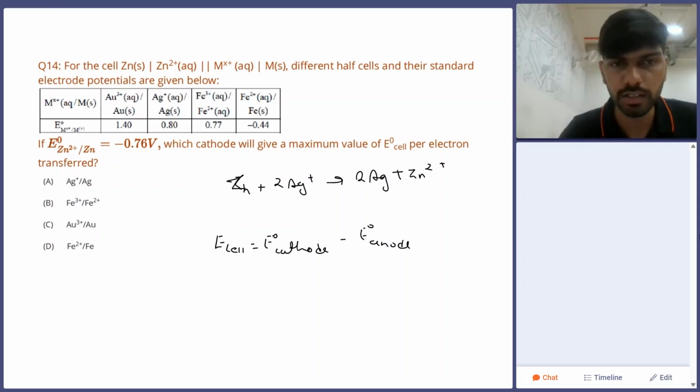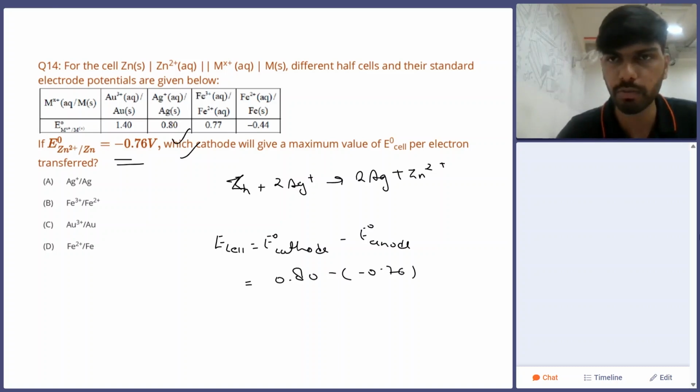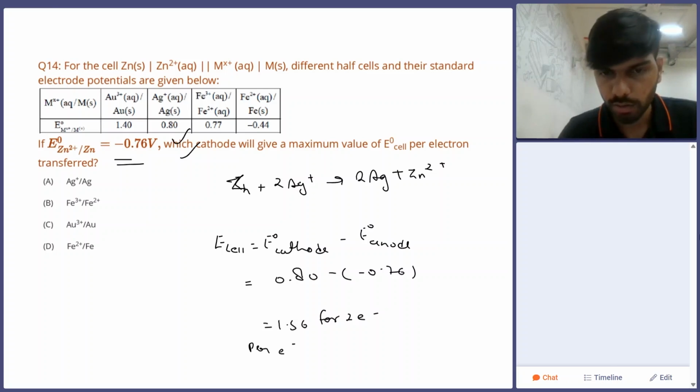Taking the reduction potentials given, Ag will be greater, 0.80, minus minus 0.76. When we calculate, it is going to be 1.56, and that 1.56 is for 2 electrons. But they are asking per electron, right? So for per electron, we divide 1.56 by 2. So it is coming to somewhat 0.78.